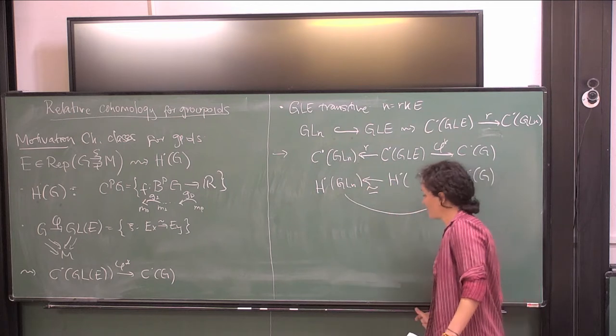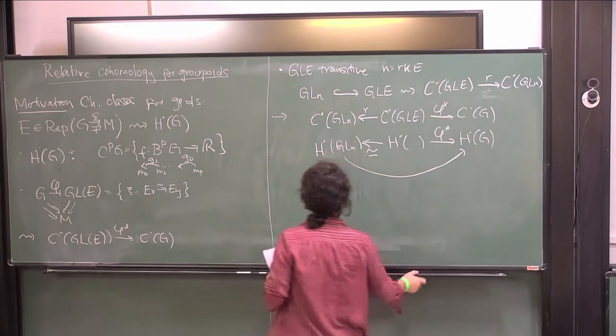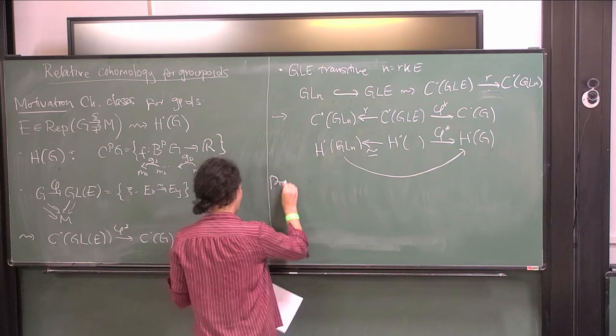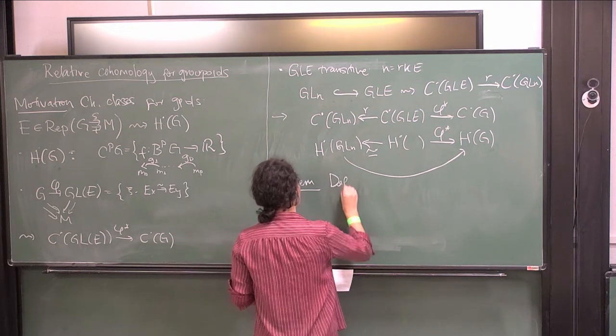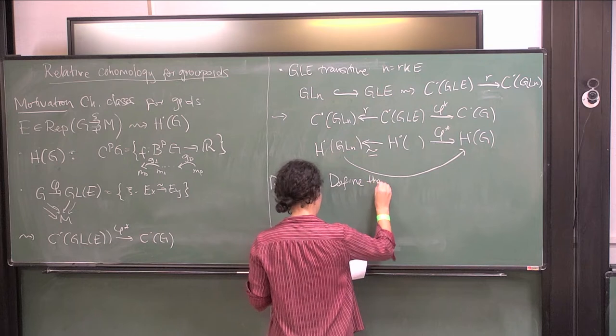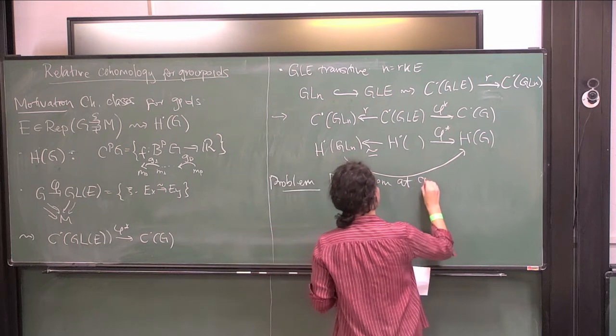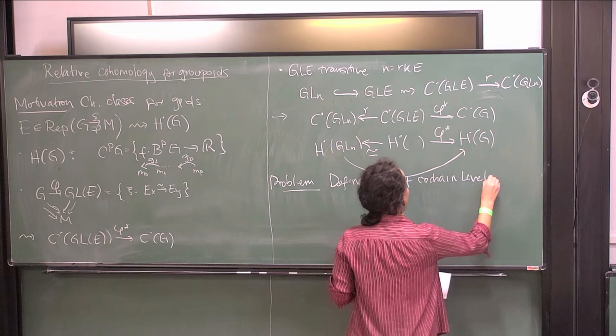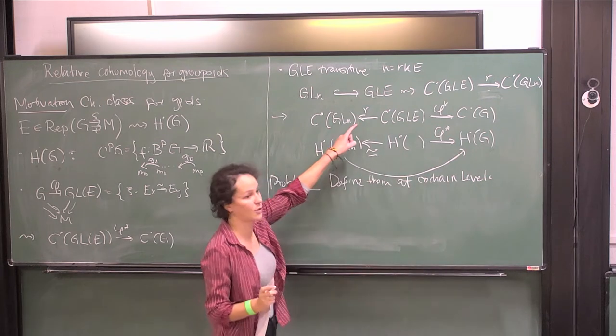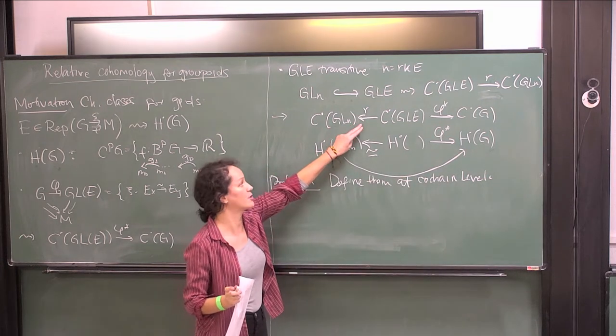So my problem was this one: define them at cochain level. And here the problem was that this R was going in the wrong direction.